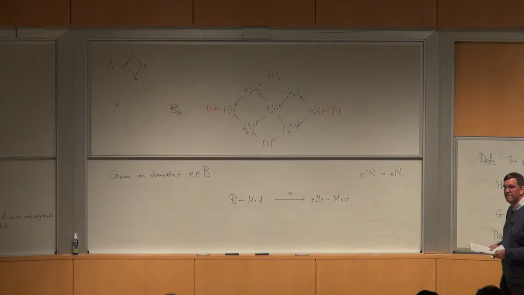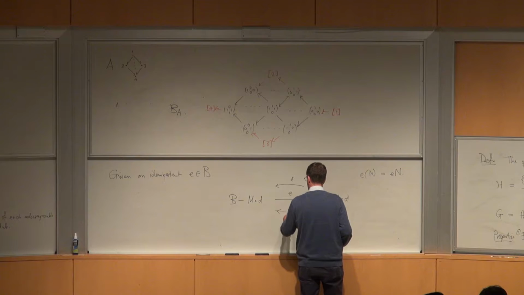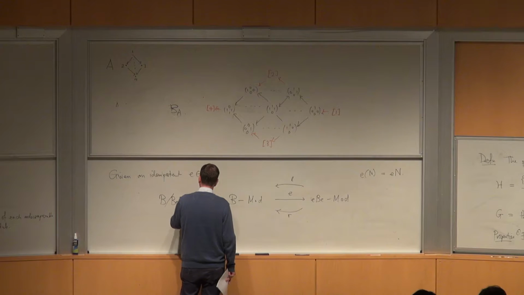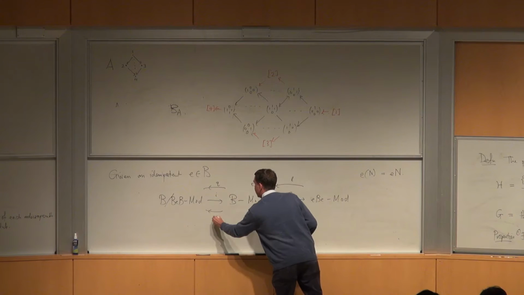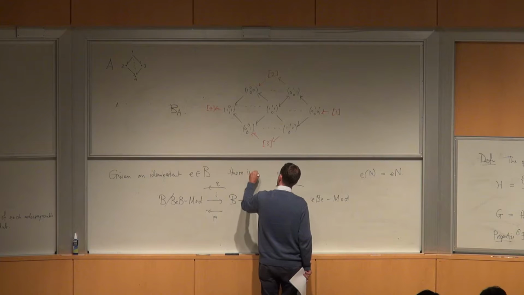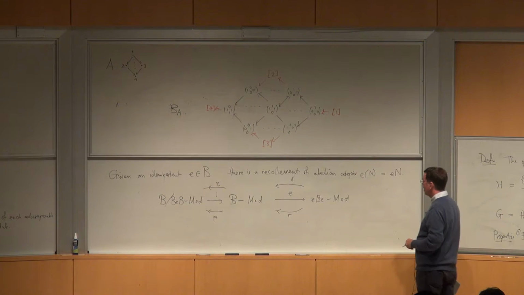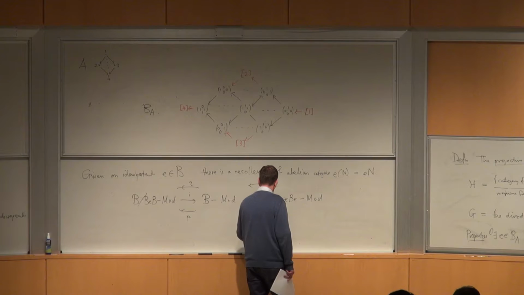And this fits into a recollement of abelian categories. So this has got a left adjoint and a right adjoint, which you can write using tensor product and Hom functor. And there's also on the left B over BEB mod, and there's the inclusion, and there's a left adjoint and a right adjoint. You get a recollement of abelian categories. And whenever you've got a recollement of abelian categories, there is what's called an intermediate extension functor. You get another functor here, C, called the intermediate extension functor.